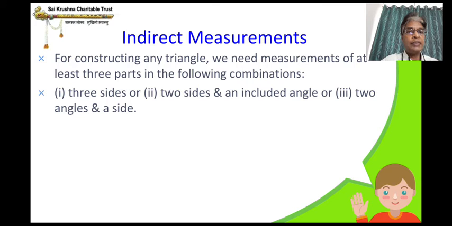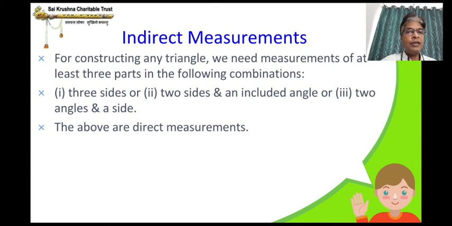Or 2 angles and a side. If 2 angles are given, they can be any 2 angles, because if angle B and angle C are given, using angle sum property of triangle, you can calculate angle A. I hope all of you know this. And one side is sufficient. 2 angles are given and one side is sufficient. If any one of these 3 combinations is given, you can construct any triangle. That will be a unique triangle.